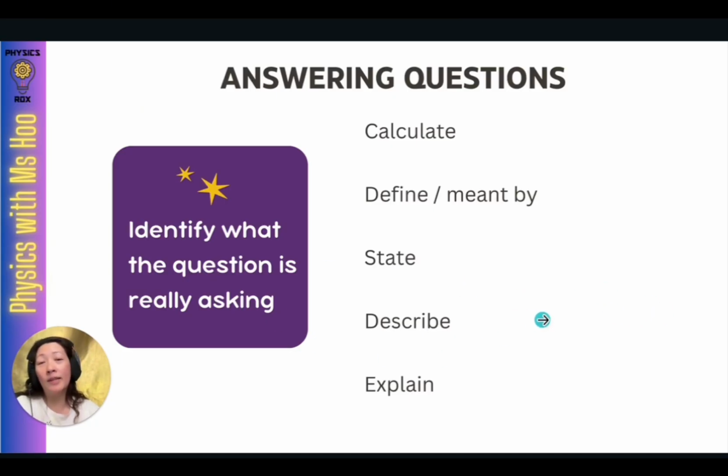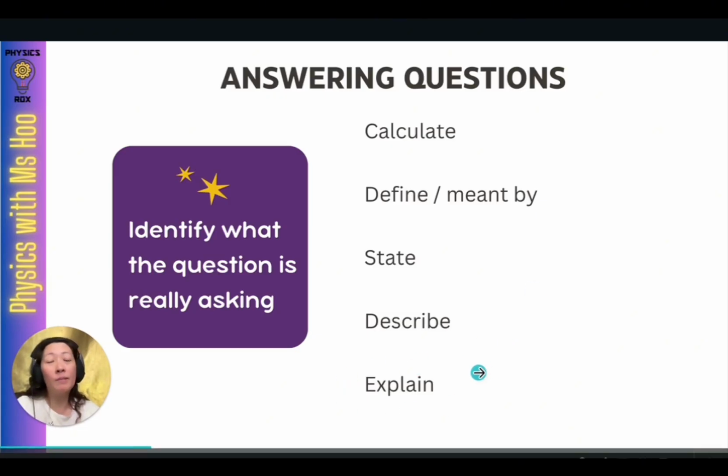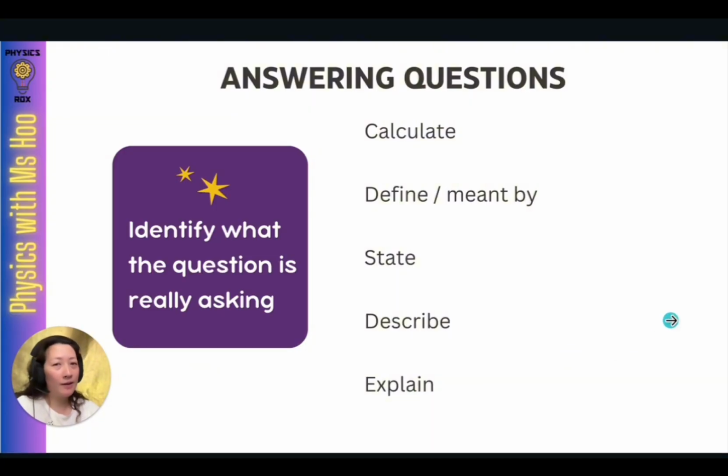Describe normally requires you to write out the process, meaning step by step how something occurs. When you see explain, normally you have to go into a little bit more detail in terms of the physics concepts. Now, the examples I've just given are not definitive. You must also observe how the question is phrased, because there have been some questions I've seen in the past year where explain only requires a very simple recall answer instead of writing out a detailed explanation. So let's take a look at some examples on the next few slides.